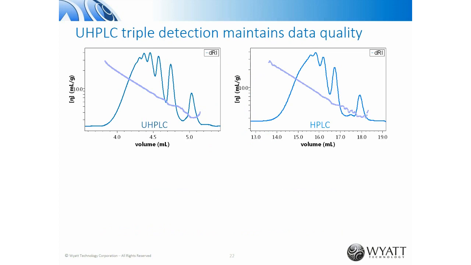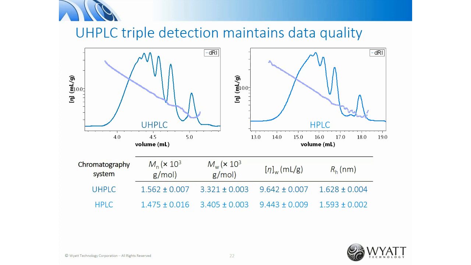We've seen that we can do this analysis with faster times, but do we have to sacrifice anything as far as data quality goes? The answer is no. At the top, we see intrinsic viscosity plotted versus elution volume for UHPLC on the left and HPLC on the right, and you can see that the graphs are very similar. When you look at the molar mass moments, the intrinsic viscosity, and the hydrodynamic radius values, there's not much difference between the UHPLC and HPLC setups, and the uncertainties are very low for UHPLC. So you have good agreement between the two results, but UHPLC provides a faster analysis time.